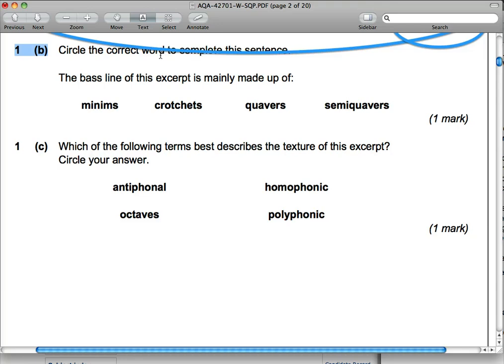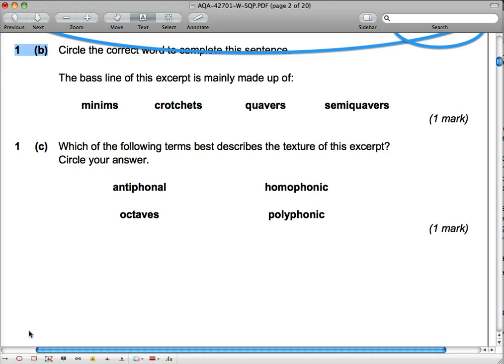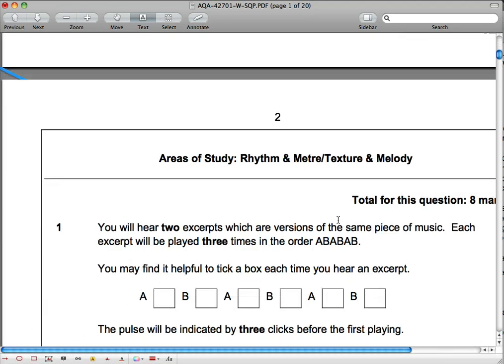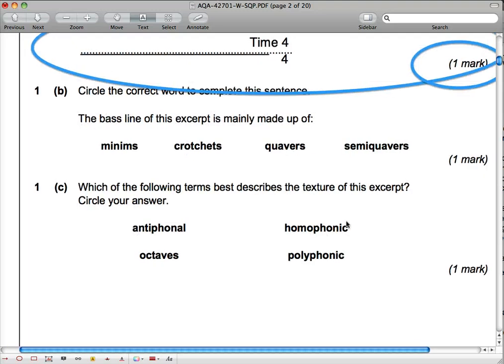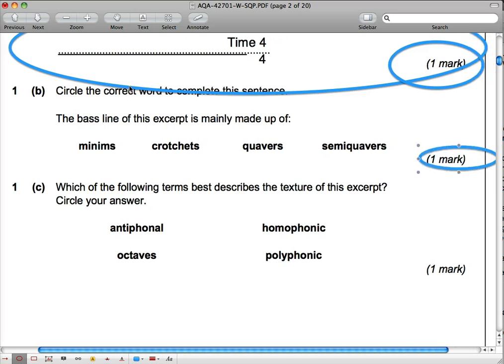Circle the correct word to complete this sentence. The bassline of this excerpt is mainly made up of, and it gives you British names for note values here. Again, you can see that it's only worth 1 mark. Oh, I've highlighted a whole page there. It's only worth 1 mark, so you shouldn't be looking to circle more than 1. It doesn't say how many things you circle, but it does say the correct word, so you should have figured out it's only 1.